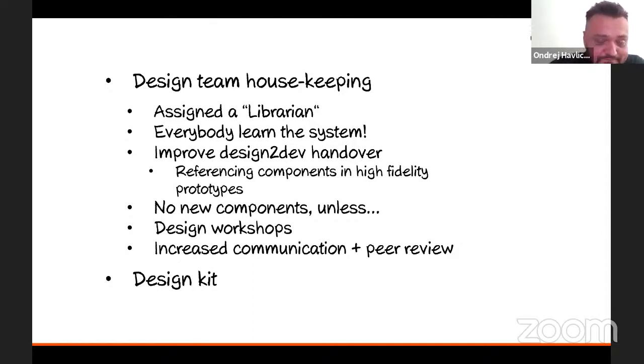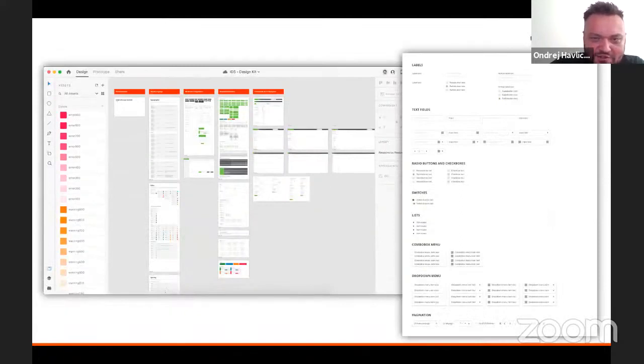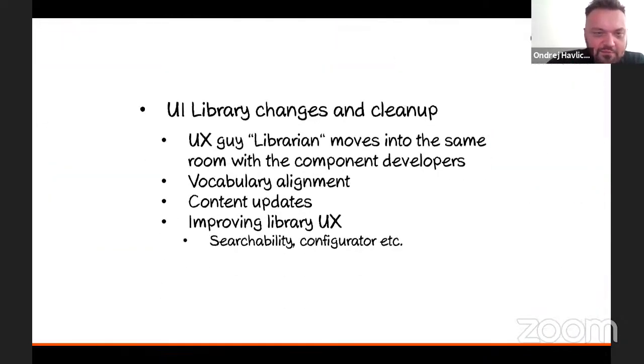And to help designers deliver, we created a design kit, part of which I'm showing right now. So really, the first thing was to keep things tidy in the design team, because the design team as such was sometimes the source of inconsistency. Then we focused on the content, on the component library.